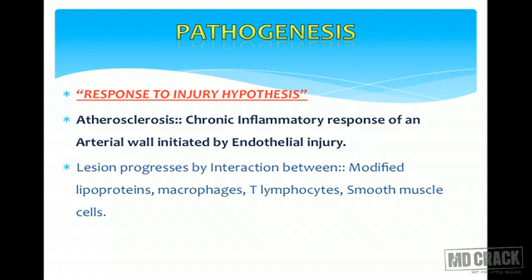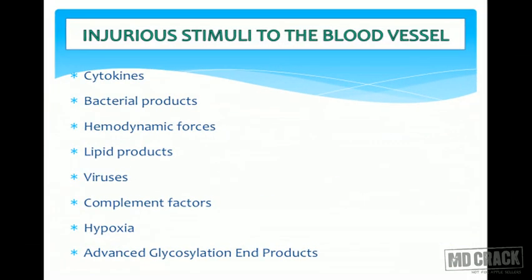But very well accepted is Rudolf Virchow's response to injury hypothesis. He described atherosclerosis as an inflammatory process and a response of the endothelial cells to injury. So it is a chronic inflammatory response of the arterial wall which is initiated by the endothelial cell injury. The lesion will progress by interaction between the modified lipoproteins, the macrophages, T lymphocytes and even smooth muscle cells of the tunica media. So what are the injury stimuli for the blood vessel?